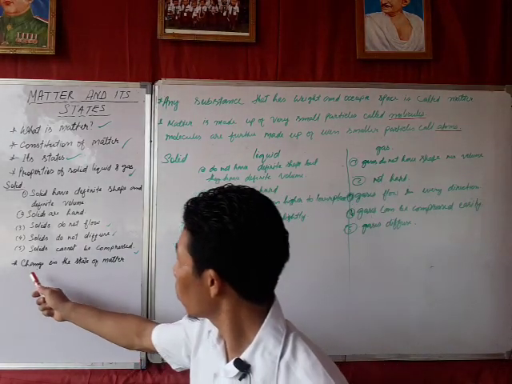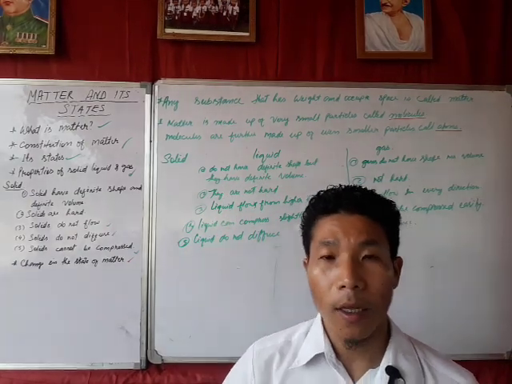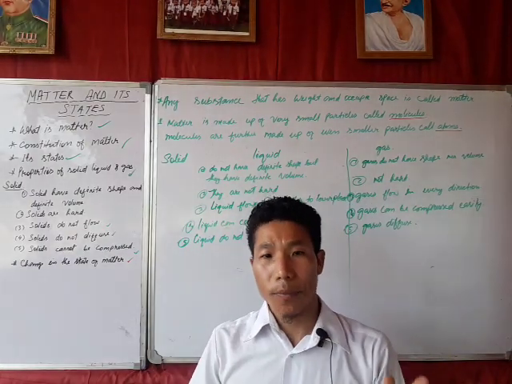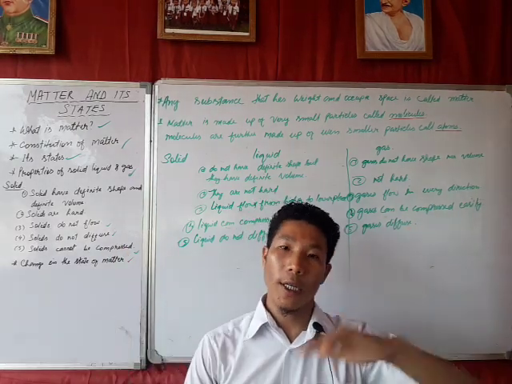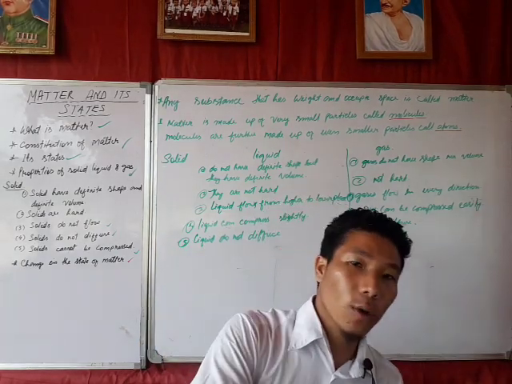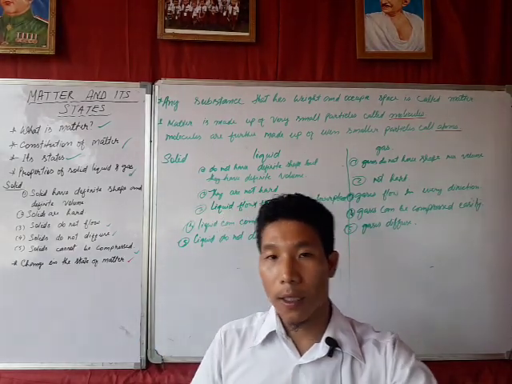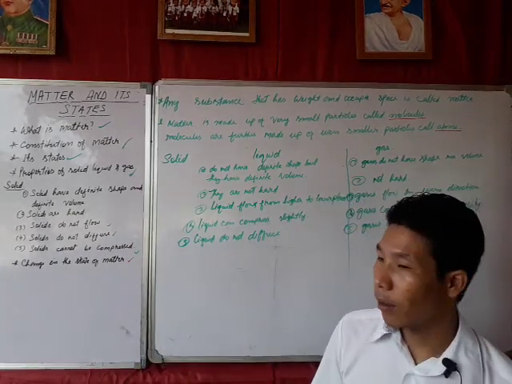Now let's go to changes in the state. Now the states change to each other. States means how many states? Three states: solid, liquid, and gas. So a solid can change to liquid, a liquid can change to solid, and a liquid can change to gas. How? Let's discuss changes in the state.